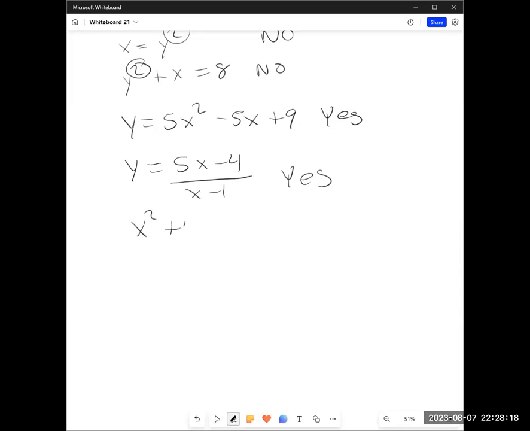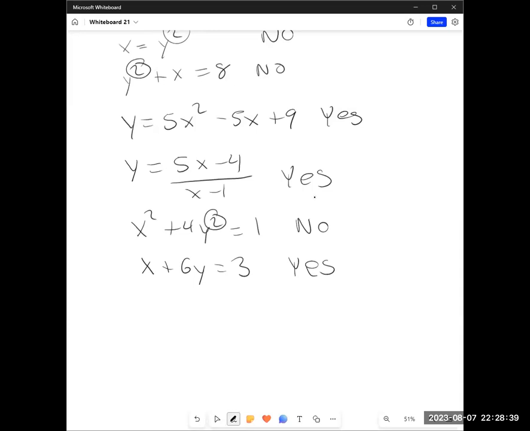x squared plus 4y squared equals 1. Look at that even power on y. So that's no. x plus 6y equals 3. That one doesn't break any of the three rules, so that's okay.